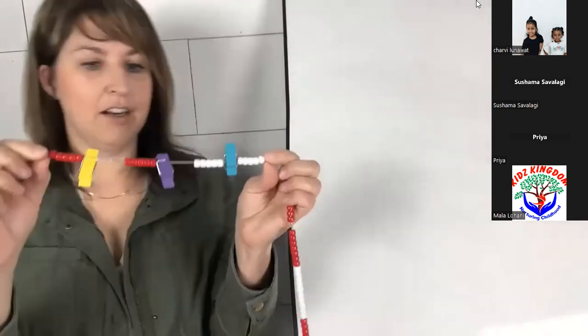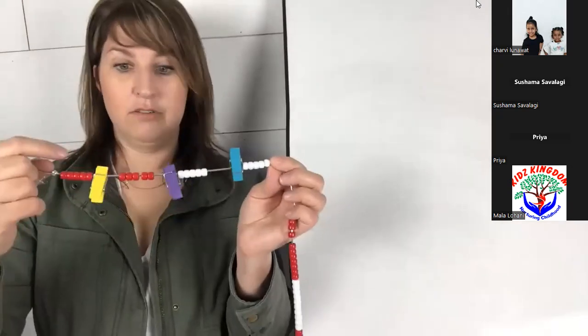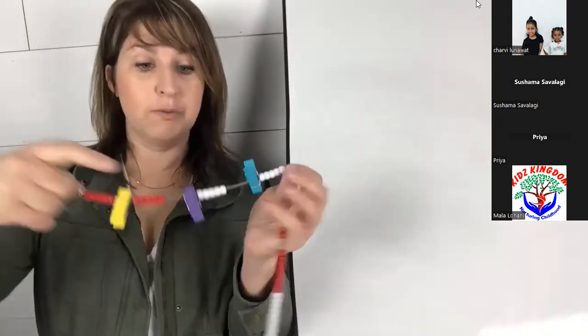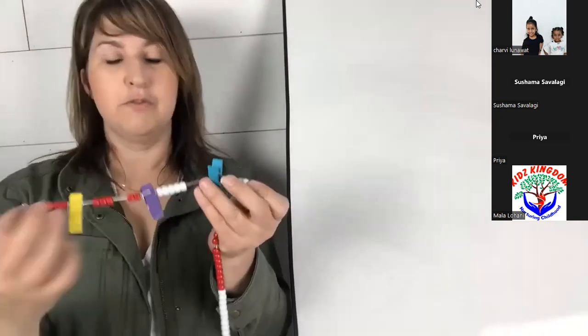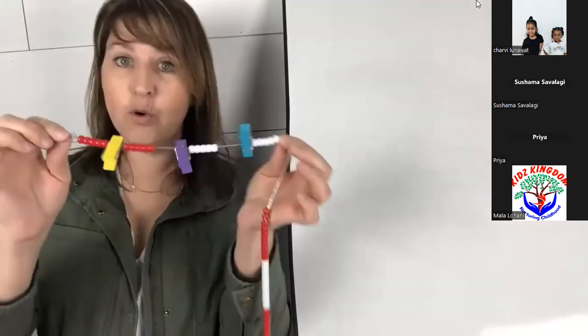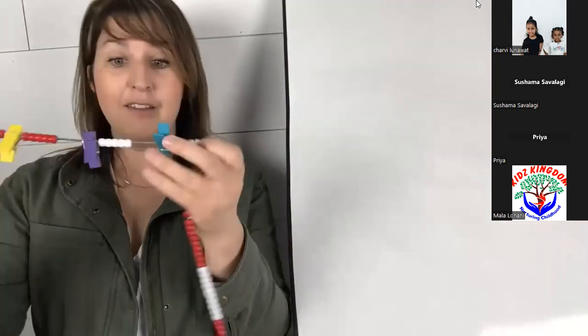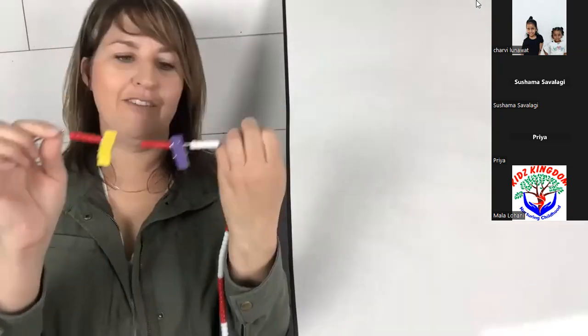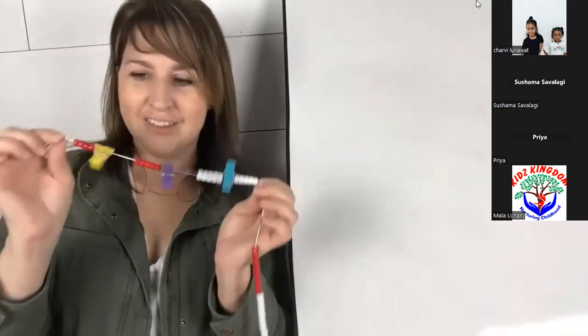Now what else do we see here? We can see that 4 groups of 5 is the same as 2 groups of 10. We could see that 3 groups of 5 plus 1 group of 5 makes 4 groups of 5. We could see that 4 groups of 5 subtract 1 group of 5 makes 3 groups of 5. There is so much learning on this beaded number line.